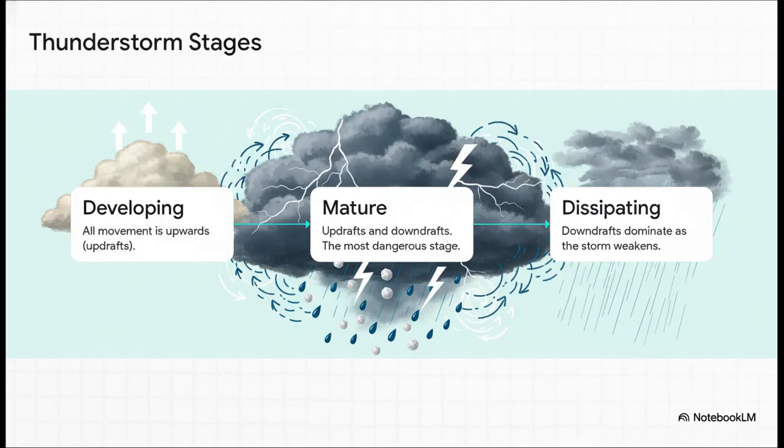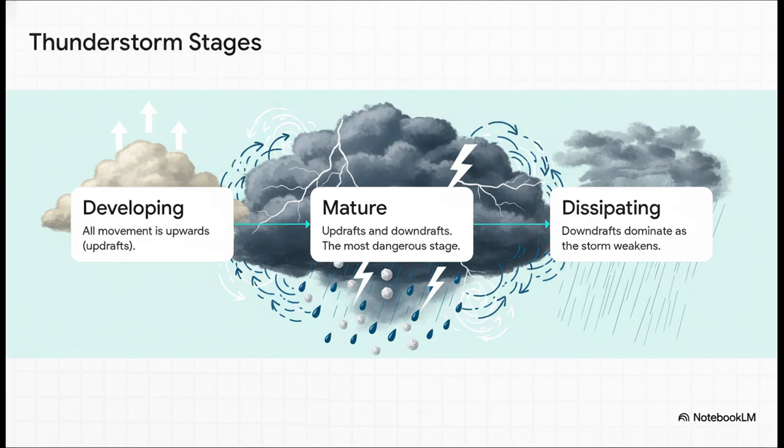And these storms have a distinct life cycle. It all starts with the developing stage, where it's all updrafts. All the air is just rushing upwards. Then comes the mature stage. This is the bad boy. This is when rain starts to fall, and that falling rain drags air down with it, creating these violent downdrafts.